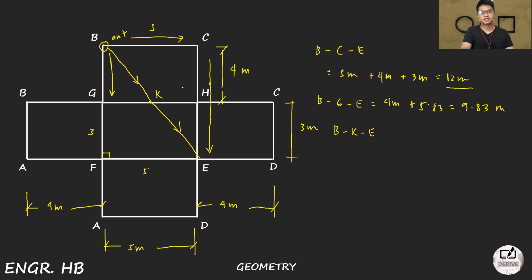So yan yung naging drawing, no? So from B to K, hindi natin alam yung distance, and of course yung K to E, hindi natin din alam yung distance. But notice guys that BKE forms a right triangle, no? At ito yung naging kakalabasan niya. Ito si K, ito si E, and ito si B. And they form a right triangle with point F. Okay?